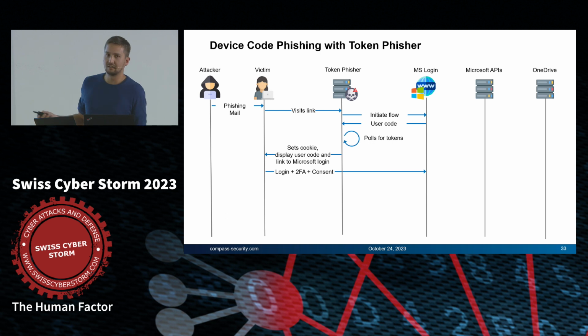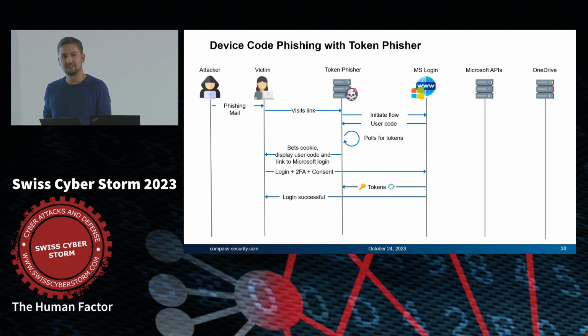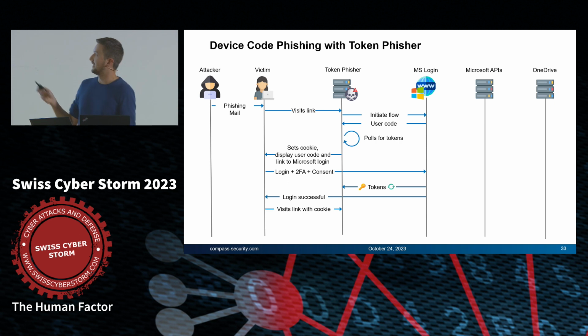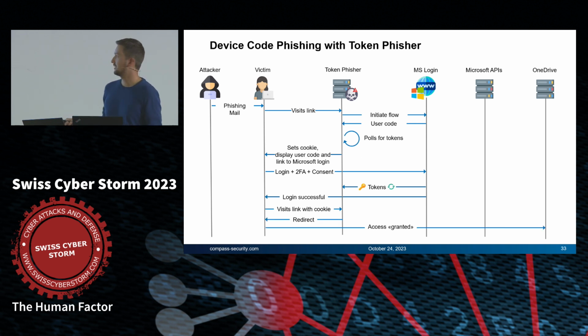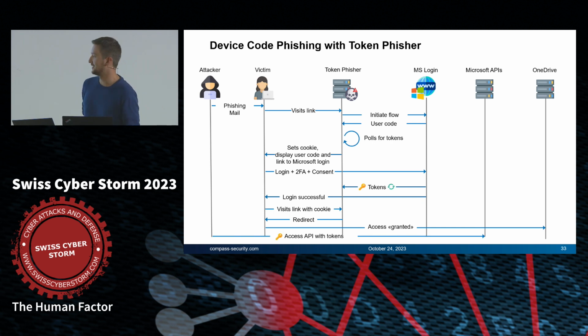The user is redirected to the login site, does the login and consent and whatsoever. We get our tokens on Token Fisher. The user is instructed to close the browser. And what's the next thing the user does? If this wasn't successful, of course, they click the link again in the email. They land on our Token Fisher website, now with the cookie set, which is associated with a successful flow. And now we can just perform a redirect to some OneDrive shared folder that everybody who has the link has access to. And of course, we can then use these API keys to access the data.